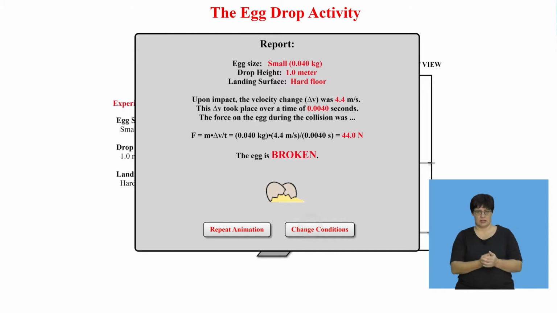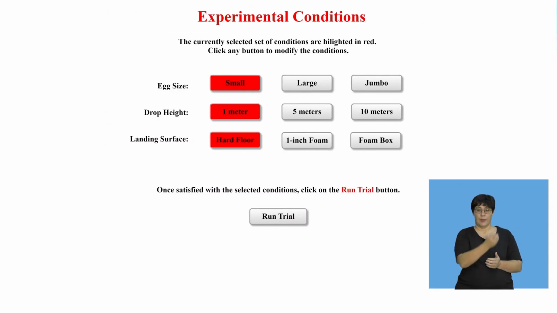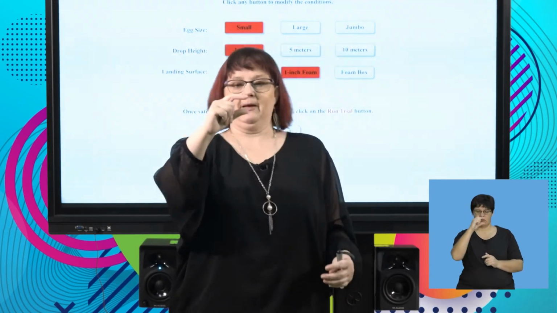Let's keep the small egg. Okay, let's change the surface to 1 inch of foam. So that's 2.5 centimeters. You can't tell on TV anyway, because it's about this big in my hands, I think. I'm not good with distance.